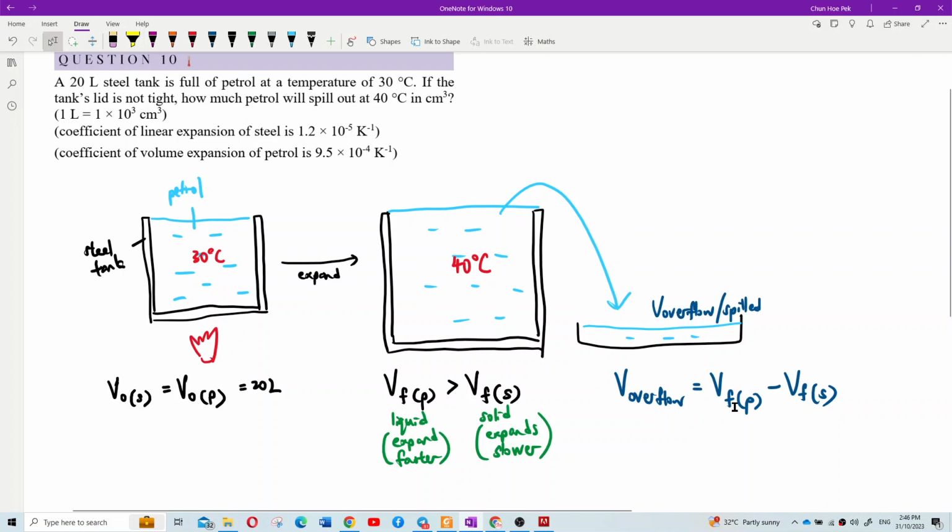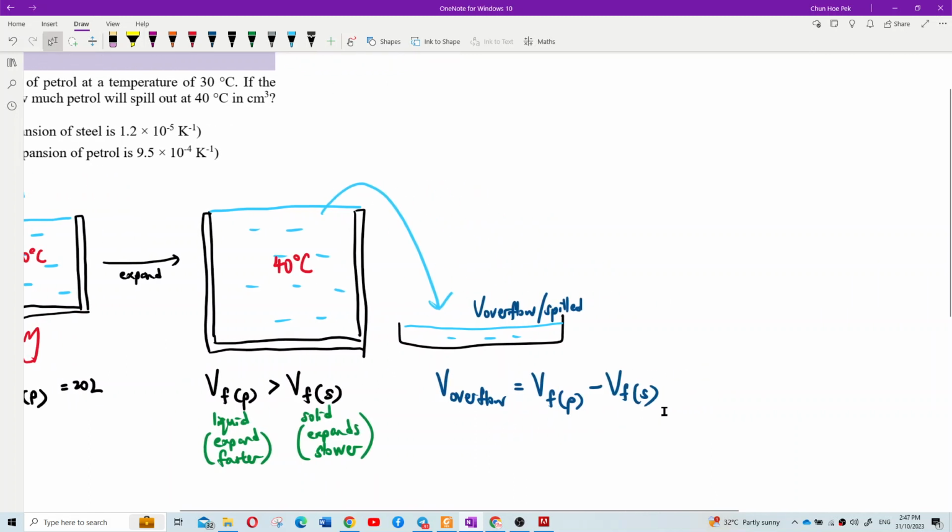Because the petrol becomes more than steel tank. Steel tank expands slower. Petrol expands faster. So take the final volume of petrol minus the final volume of steel tank. We know steel tank has become a bigger container, but still not enough to accommodate the petrol. Petrol occupies bigger volume than steel tank. So just take the final volume of petrol minus the final volume of steel tank, you get the volume overflow. Correct or not?